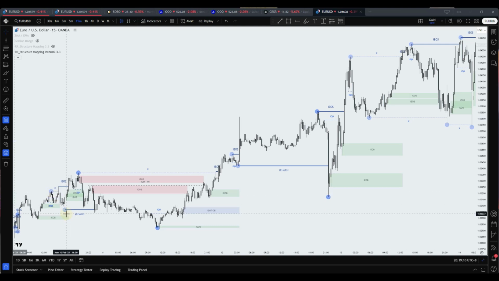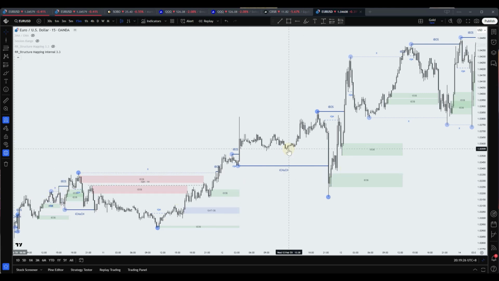Then just go higher from here to here, then low, then high, then okay, this is the change of character, but then we got another change of character. So it's actually continuation, everything. So you start from here, and every QM it will mark a range and then continuation.